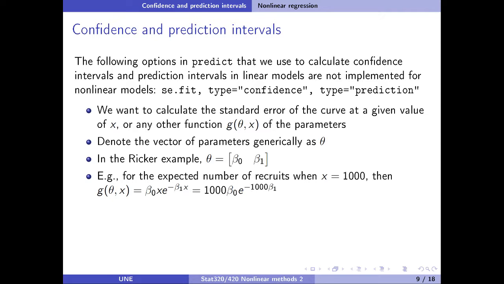Y hat's pretty easy. And figuring out what we mean by g, if we're finding the expected number of recruits when x equals 1,000, then in this case, g of theta, x simply equals beta naught x e to the minus beta 1 x. That's the function g. And then I plug in x equals 1,000 into that, so I get g of theta is 1,000 beta naught e to the minus 1,000 beta 1.